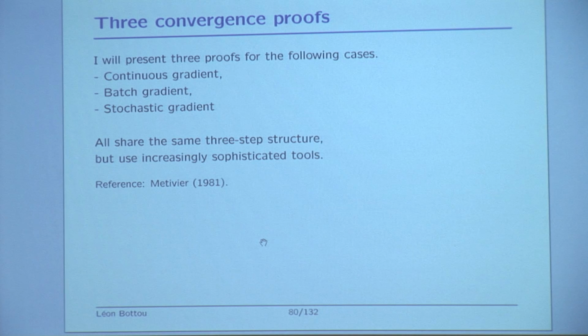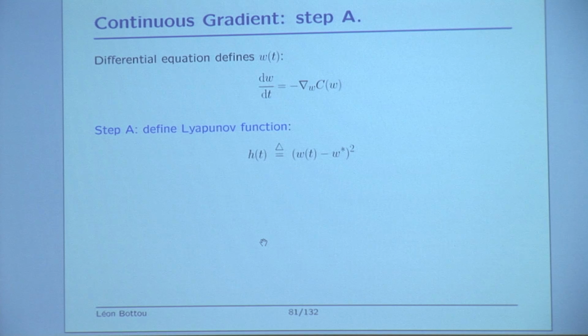So now I'm going to go through 3 convergence proofs. I'm going to start with something very simple, which is continuous gradient, continuous time. It's simple math. The second one is the batch gradient, where you'll see it's already more complicated. And the last one is the stochastic gradient, which is going to be a small extension at this point. So continuous gradient, continuous time, everything nice, nice functions.